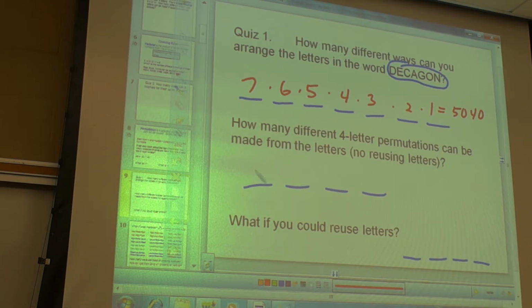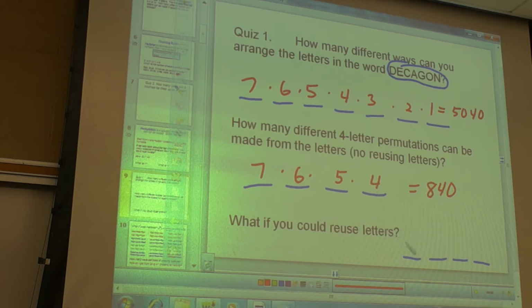So how many options for the first spot? Seven, seven letters in Decagon. Then six for the next spot, then five for the next spot, and four for the last spot. What do I do with these numbers? Multiply them. That's 840. What if you could reuse letters?